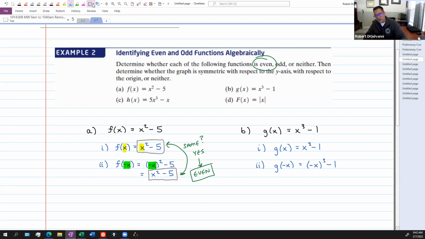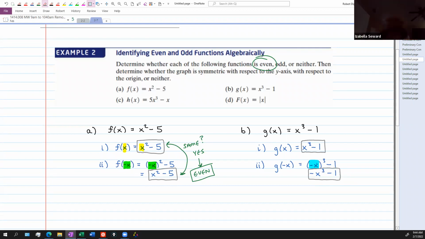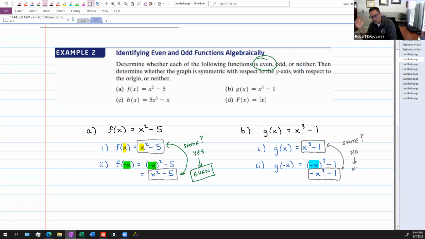So my question, Isabella, is if we take a negative value like negative x and we cube it, is it going to become positive or stay negative? Would it stay negative? Stay negative, right? So this is really the same as negative x cubed minus 1. Do you agree? Yes, sir. Okay. So now I ask you, Isabella, are those two the same? No. They're not, right? So that means you can tell me it's not even, right? Yes. Not even, for sure.